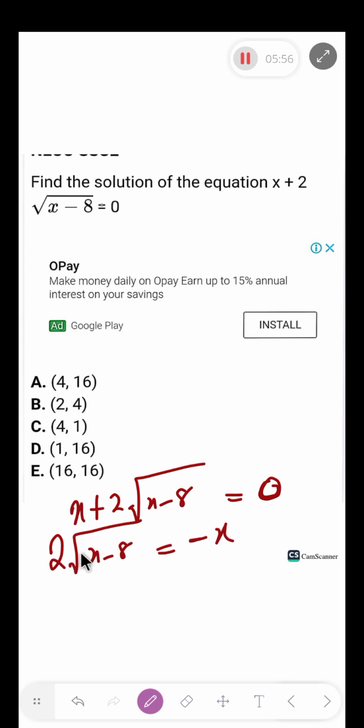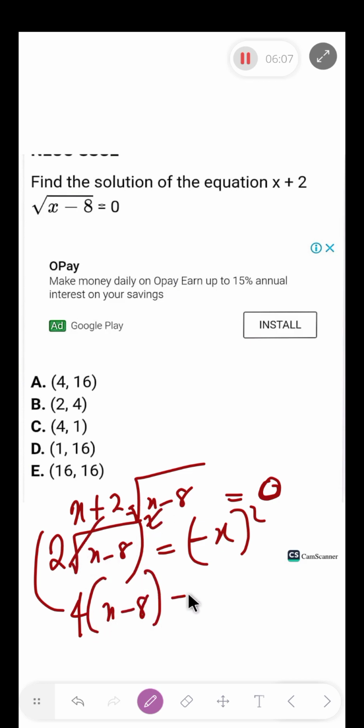So when you square both sides, you have 2 squared as 4. You have the square root of x minus 8 squared, the square cancels the square root, I have just x minus 8 left. And this minus x all squared is x squared. So when you open up this bracket, you have 4x minus 32 equals x squared.